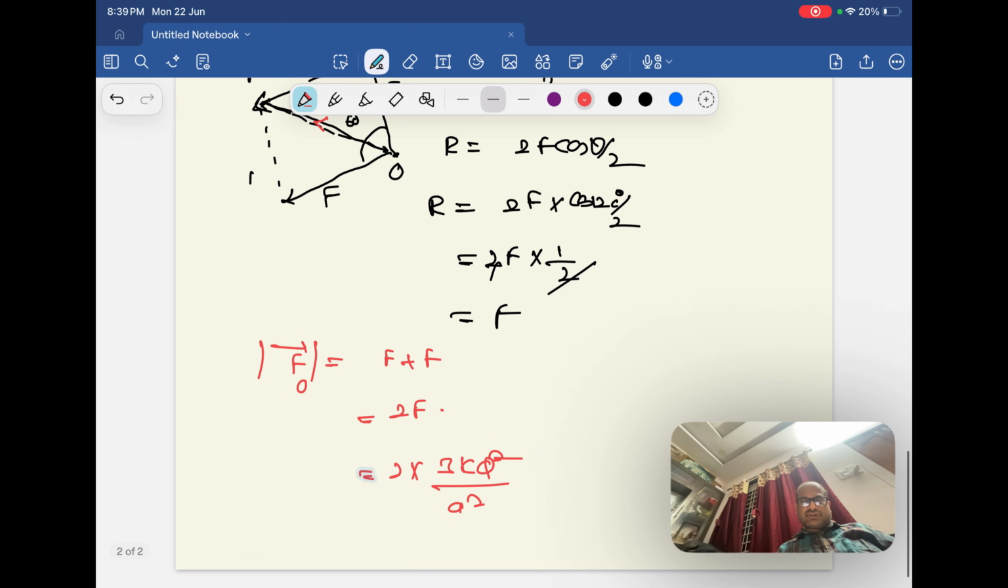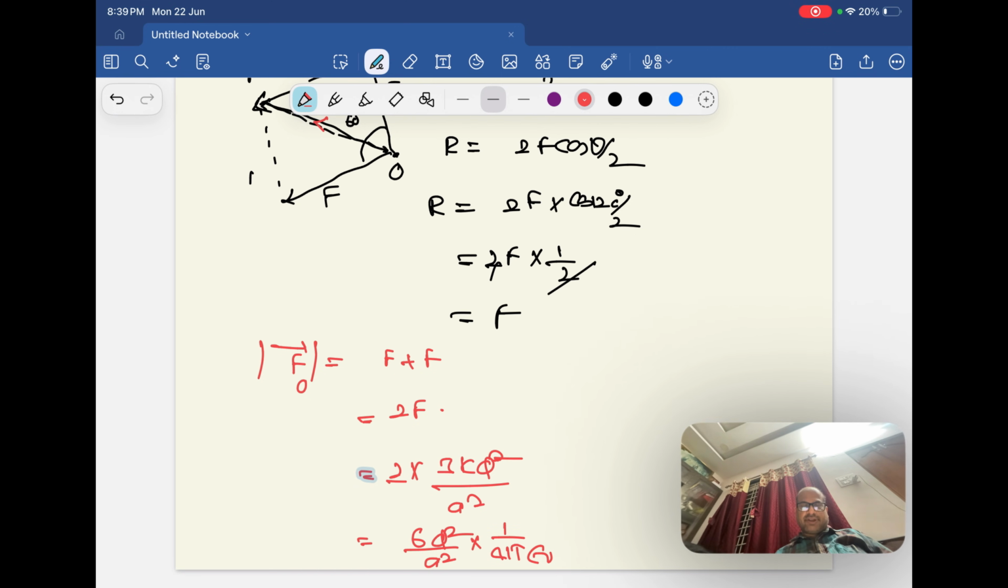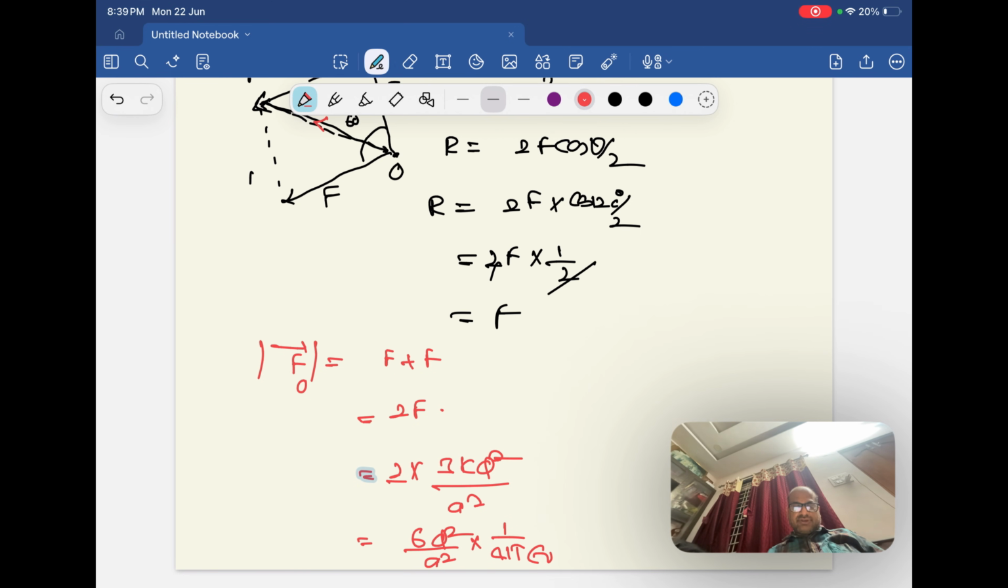So this becomes how much? You can simplify this as 6Q square by A square into K, which is 1/4 pi epsilon naught. You can simplify, or you can keep that much only. So we will get here 3Q square by, these 2 3s, these 2 2s, so 2 pi epsilon naught A square.